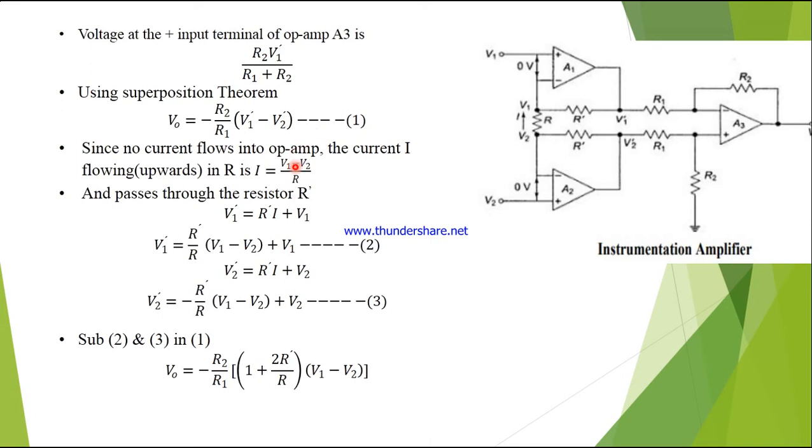Since no current flows into the operational amplifier, the current I flowing upward in R is I equal to V1 minus V2 divided by R, and it passes through the resistor R dash, as given by equations 2 and 3. Substituting equations 2 and 3 in 1, and simplifying, we get V0 equal to minus R2 by R1 into 1 plus 2R dash by R into V1 minus V2. Here the differential gain of this instrumentation amplifier can be varied by replacing the resistor R by a potentiometer.